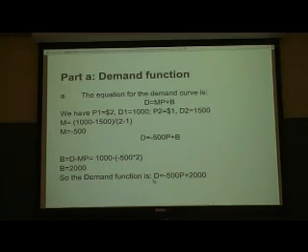To find the y-intercept, we do 1,000 minus negative 500 times 2, or 2,000. So the demand function is D equals negative 500P plus 2,000.